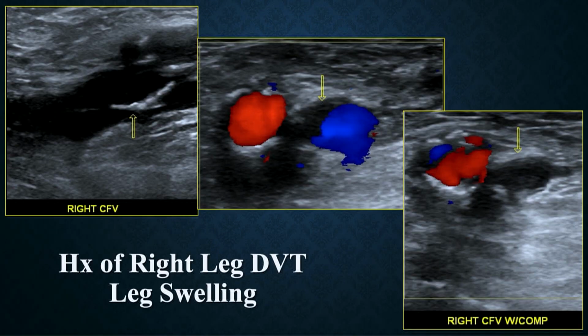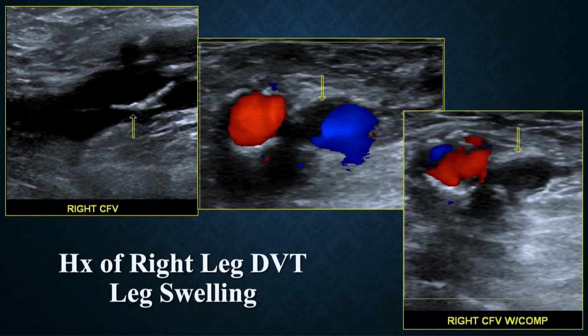Now let's move on to talk about chronic venous change. Here's a patient that presented with a history of right leg DVT. They're telling us the patient had a clot in the past, and they now have leg swelling. Is the leg swelling due to recurrent clot? Is it due to venous insufficiency, the fact that the valves no longer work and the patient has regurgitation? These are all possibilities. Let's look at the scans.